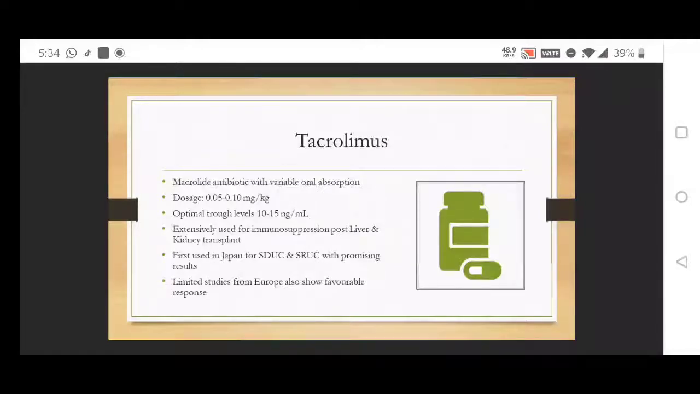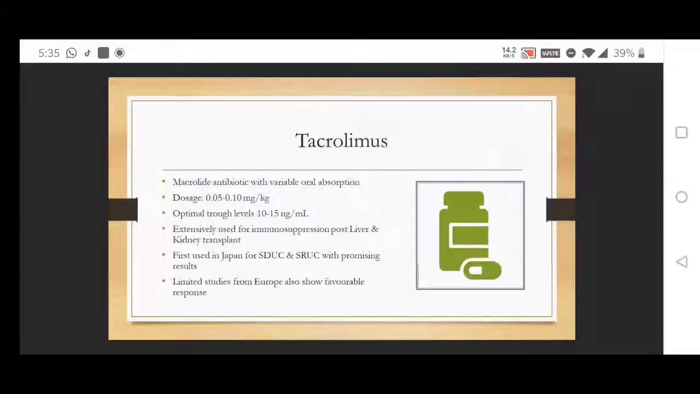Now I'm going to discuss a drug which you may not be well aware of. Tacrolimus is a macrolide. It is used extensively in transplant and liver transplant. It was first used in Japan for steroid dependent and steroid refractory ulcerative colitis, with promising results, and a few studies from the West as well.